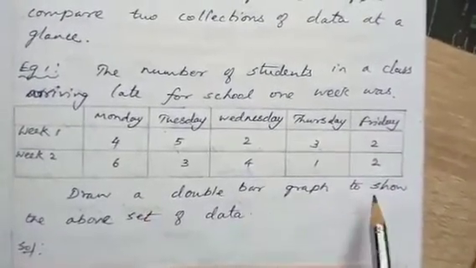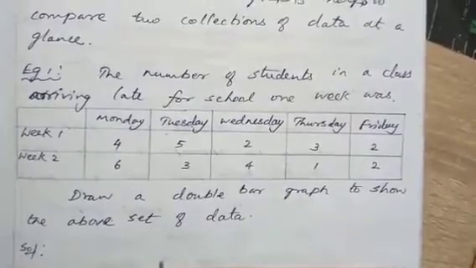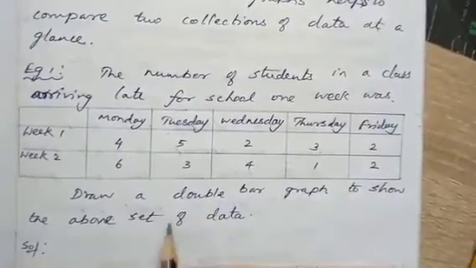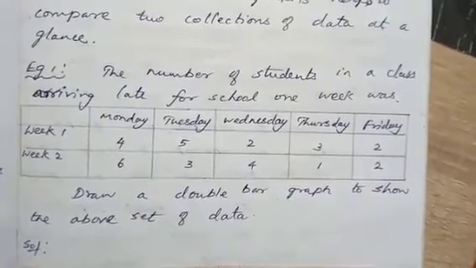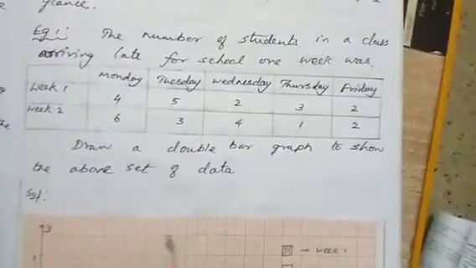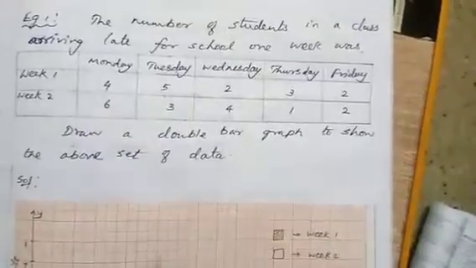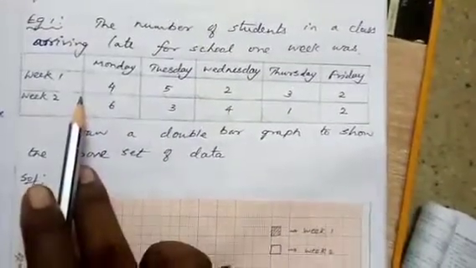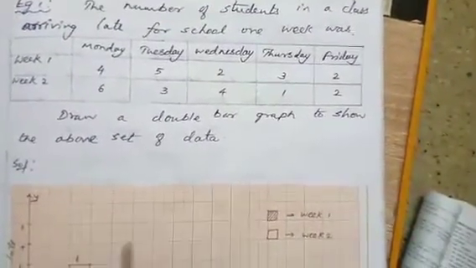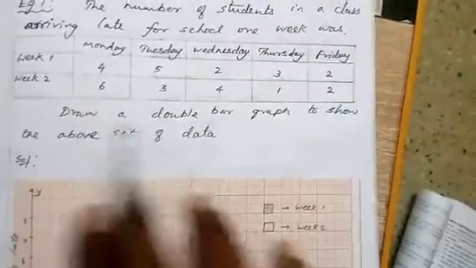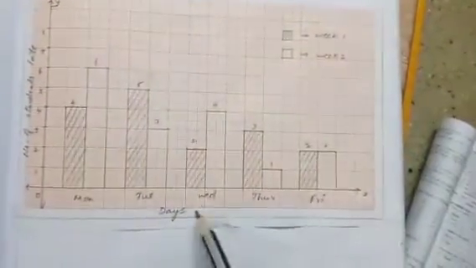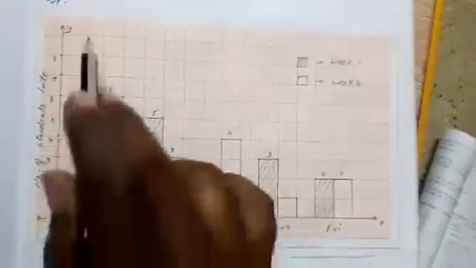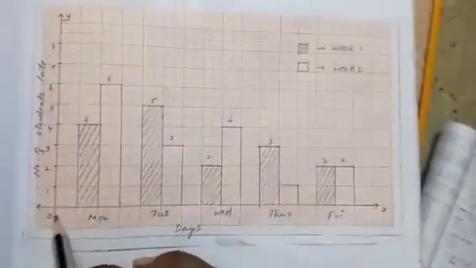Draw a double bar graph to show the above set of data. Here, days are along the x-axis. Week 1 and week 2 are shown with two different shadings. The x-axis is days, then the y-axis is the number of students. So x, y, and this is the origin.